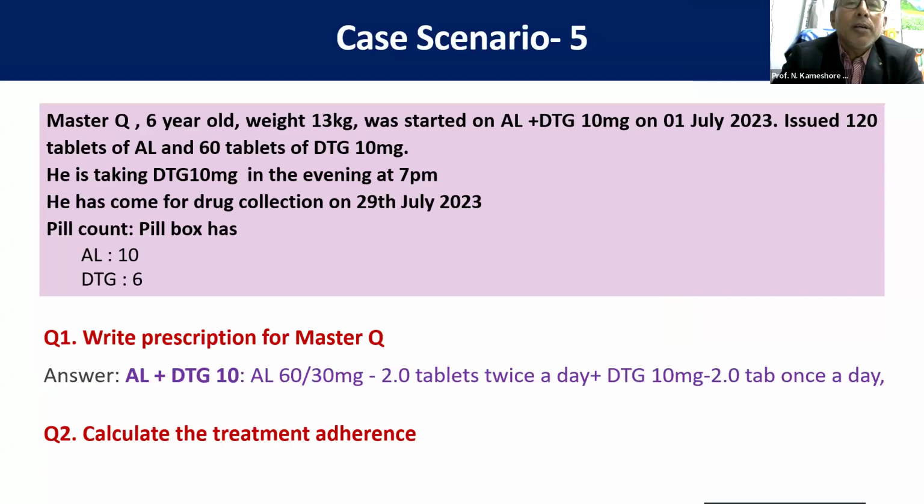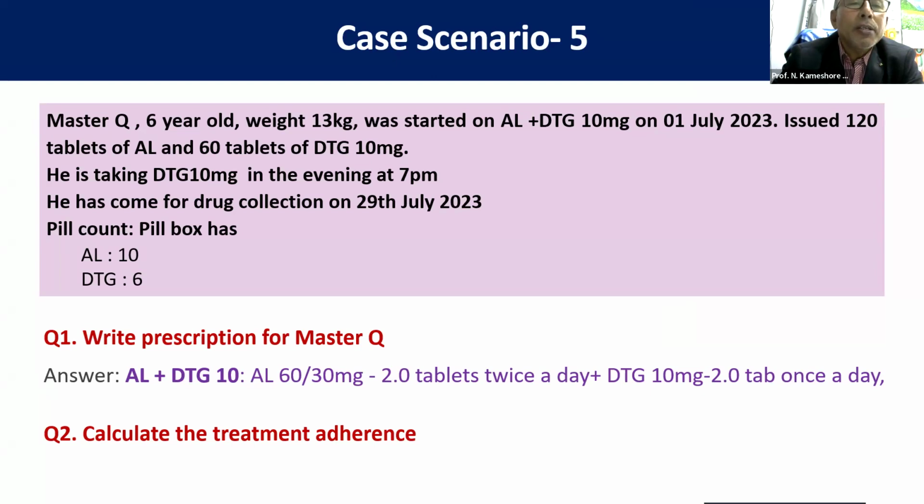So let us see case scenario 5, particularly for calculation of the adherence. Here, Master Q is 6 years old, weight 13 kg, who was started on AL and DTG 10 milligram on 1st July 2023, and he has been issued 120 tablets of AL and 60 tablets of DTG 10 milligram.